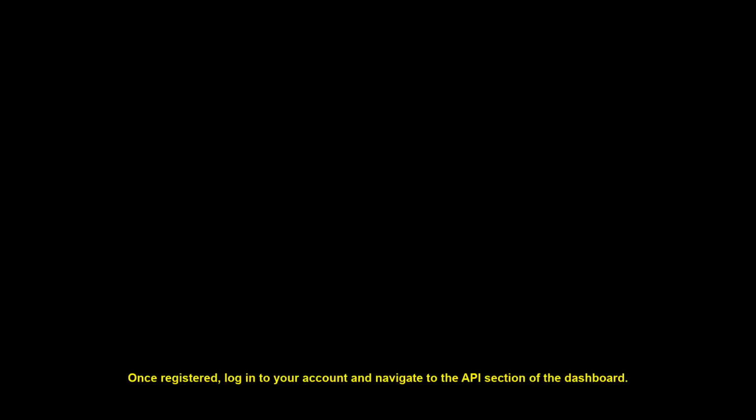Once registered, log into your account and navigate to the API section of the dashboard. Here, you will find the option to create an API key. Click on the Create API Key button. This will generate a unique key that you will use for authentication. Make sure to copy and securely store your API key.